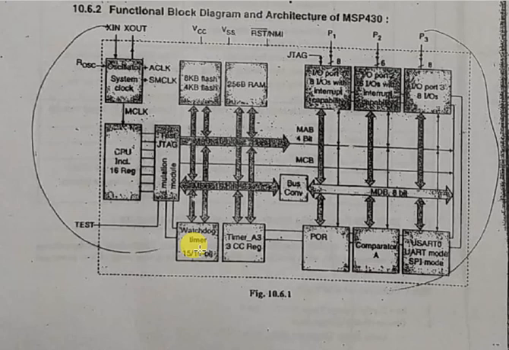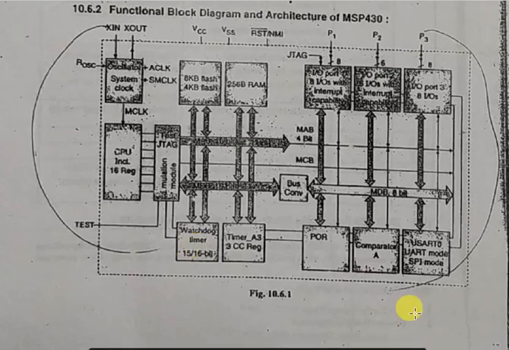USART 0. The MSP 430 devices have one hardware universal synchronous and asynchronous receive transmit peripheral module that is used for serial data communication. The USART supports synchronous, that is serial peripheral interface, and asynchronous UART communication protocols using double buffered transmit and receive channels.